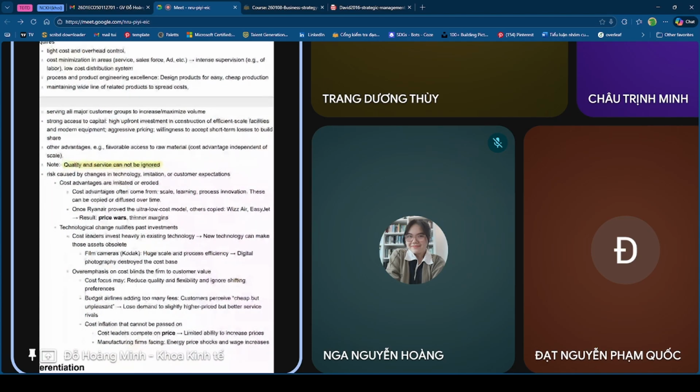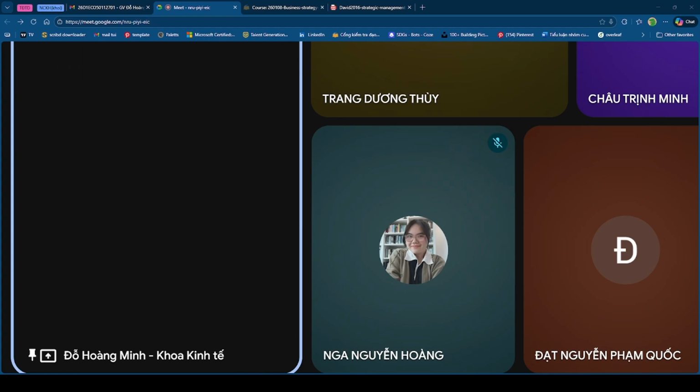And your firm should also have some other advantages. For example, if your firm has favorable access to raw materials that the other competitors don't have, you can save the cost and the time to travel to collect the raw material, right? And you can save costs. And this is an advantage that is independent of scale. Okay?